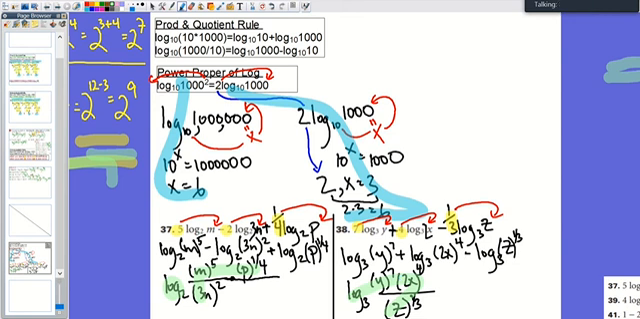All right, folks, I want you guys to do these problems I'm going to put on the top right.